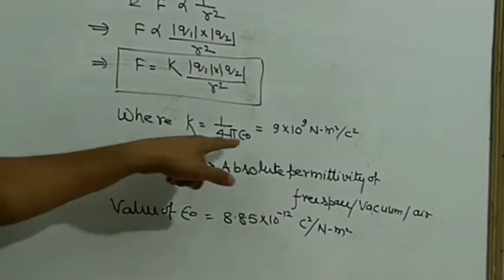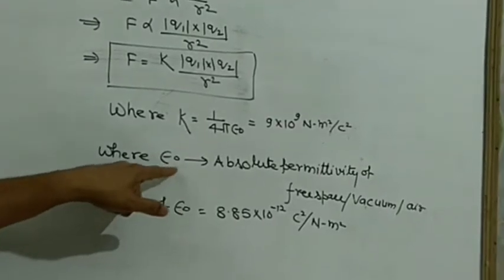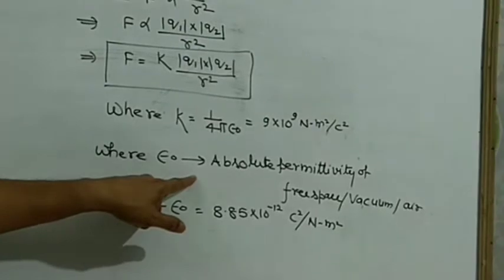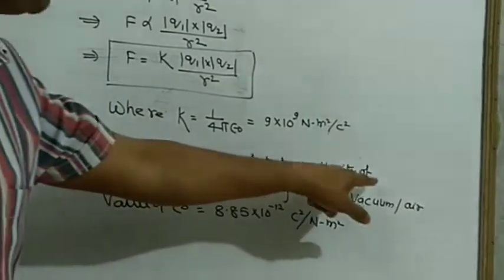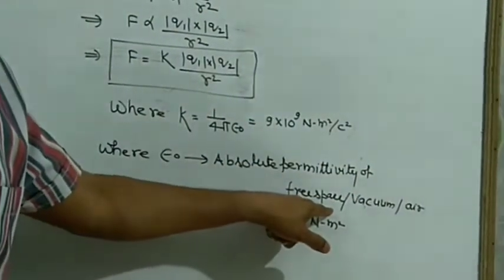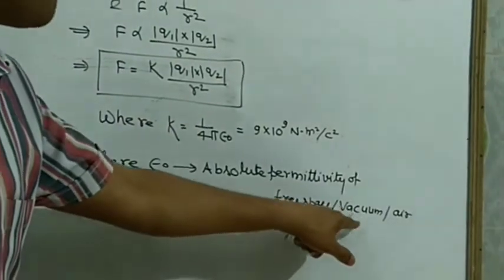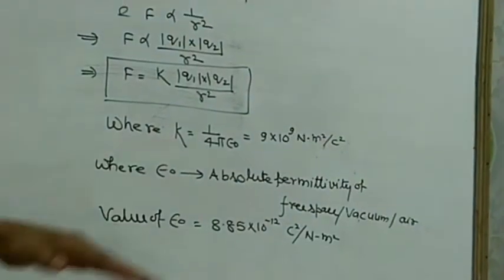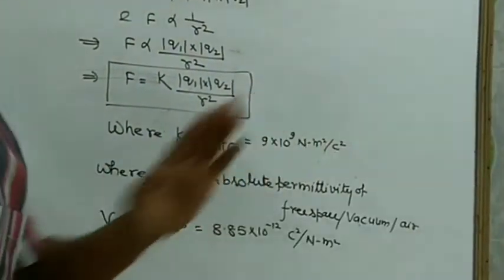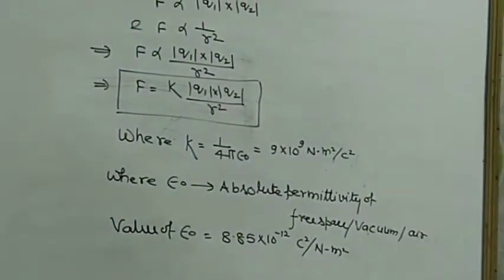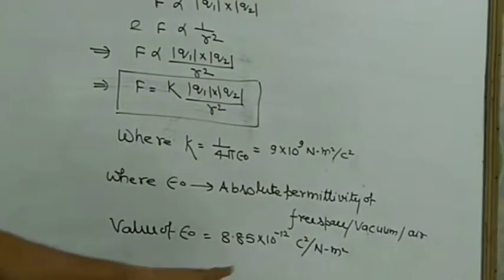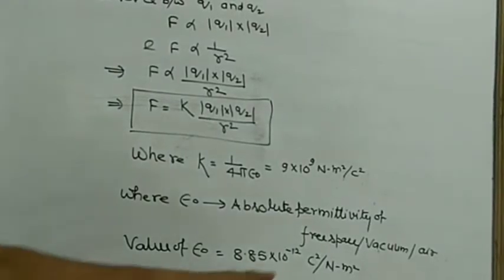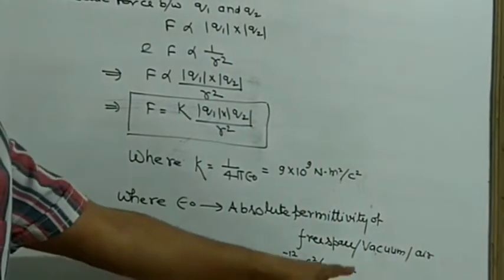Here we are using a new term, that is epsilon naught. This epsilon naught is known as absolute permittivity of free space or vacuum or air. It means for all these three its value remains the same, and its value is 8.85 into 10 to the power minus 12 Coulomb square per Newton meter square.